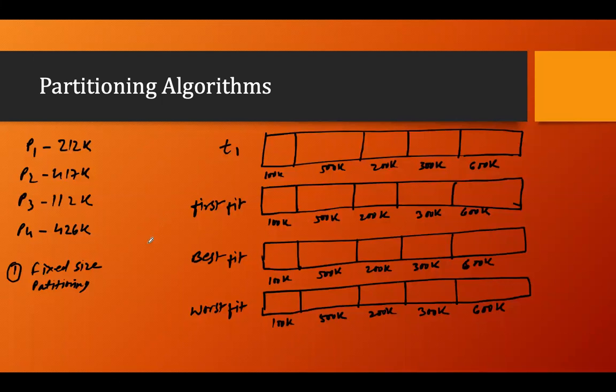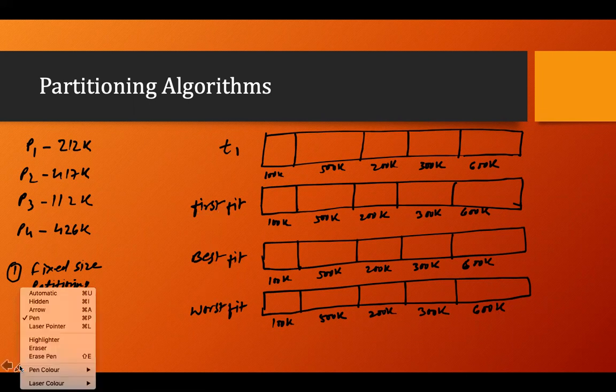Now let's see another problem related to the partitioning algorithm. Here is the scenario where at any particular point of time, we have some contiguous memory partitions available. Here we have the processes that we have to store in these memory chunks. First we'll take the scenario of fixed size partitioning, and we'll use first fit, best fit, and worst fit, and we'll see how it works.